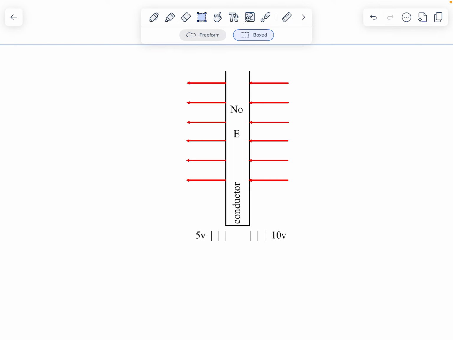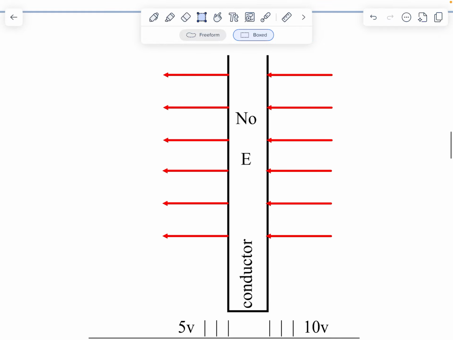Let's say I take a conductor and I put it in an electric field. We know from before that we don't have any electric field in a conductor in the static case, so no field inside the conductor. Those little lines represent the electric field. Before the conductor, the lines are spaced evenly far apart. I see just as many lines on the right side as the left side.